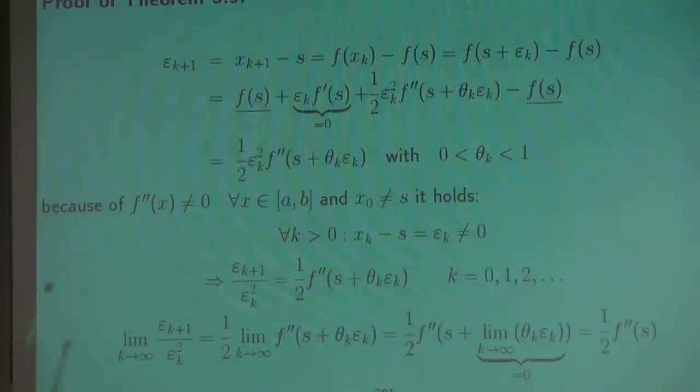Yeah, okay. Look, what we do in the next step is we divide left and right hand side by epsilon k squared. And this, of course, is only allowed if epsilon k is not 0. But I mean, during our fixed point iteration, epsilon k may be small, but it's not 0 all the time. So we can divide by epsilon k squared. And then this is equal to this right-hand side. And now we apply the limit on both sides. Limit k towards infinity of this ratio is equal to 1/2 of the limit of this term.